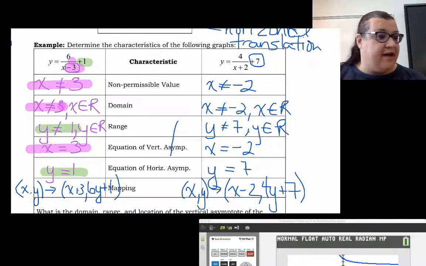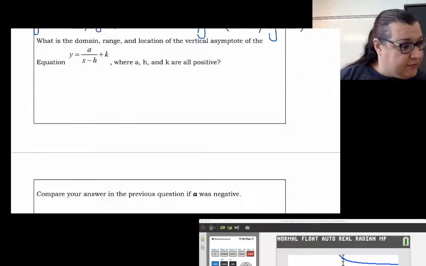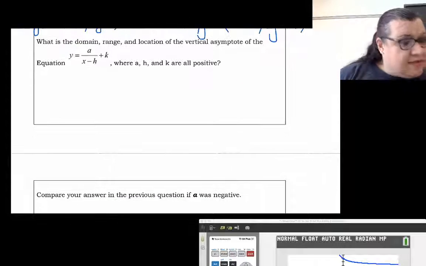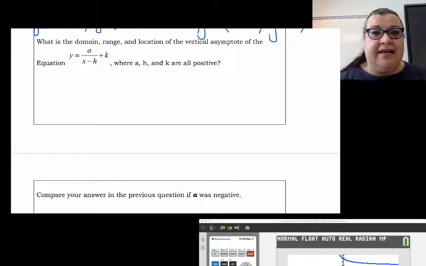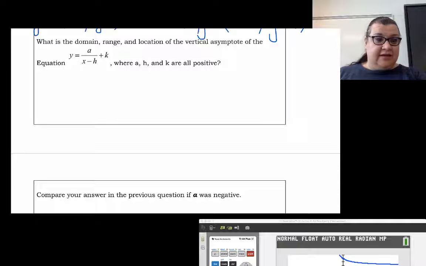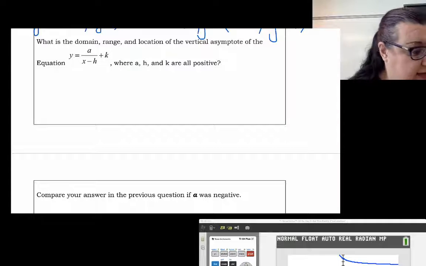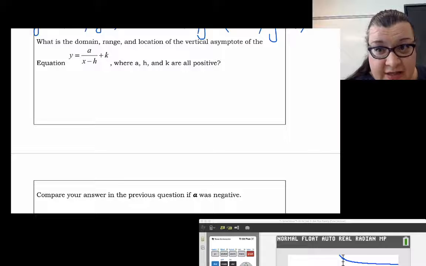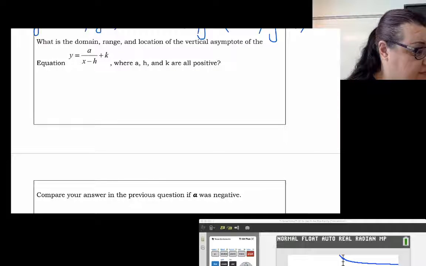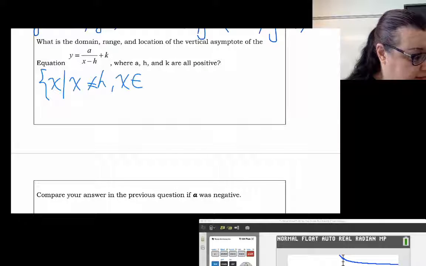So what we're going to take a look at now is a couple of example questions. First off, what is the domain, range, and location of the vertical asymptote for your basic general function? So helpful to know. Your domain, as we've been saying, is related to your h value, which is also related to your non-permissible value. So your domain is x such that x does not equal h, but x is an element of the real numbers, so all of the real numbers are good.